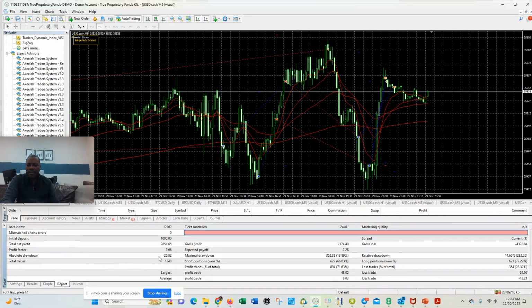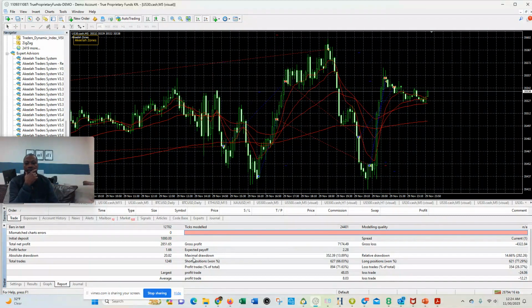Our absolute drawdown is the lowest our account ever got from where we started. So the most drawdown that we incurred was $20. Our account balance did drop down to $980. But after that, we just kept profiting.